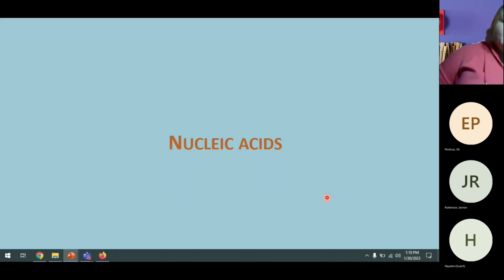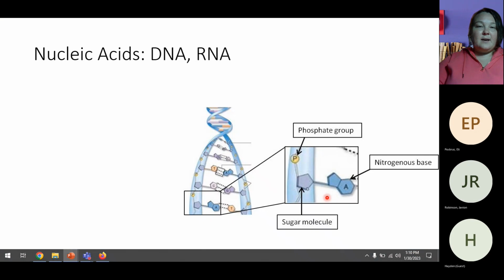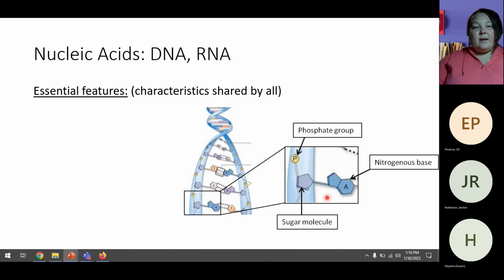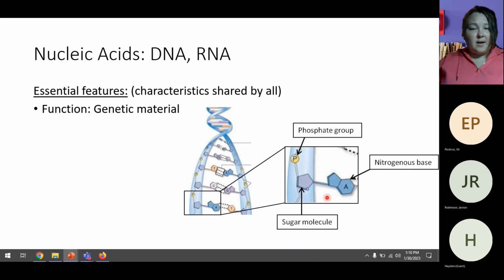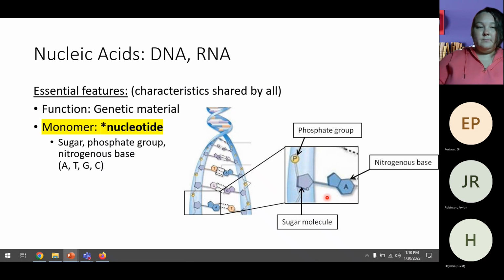All right, that's all about lipids. Now we are to the fourth class of biological molecules, nucleic acids. These are unique in that they're only used for genetic material, and they are the only class of biological molecule that is not used for either structure or energy. The monomer is called a nucleotide.